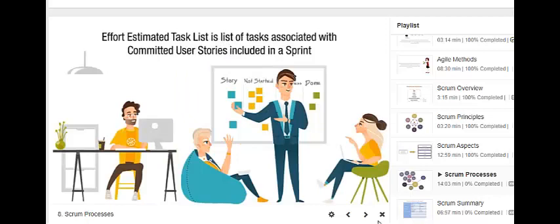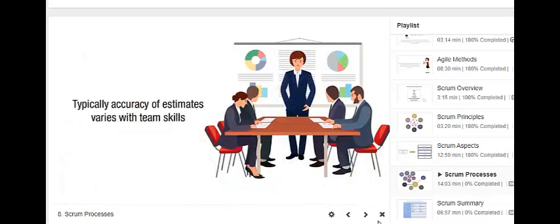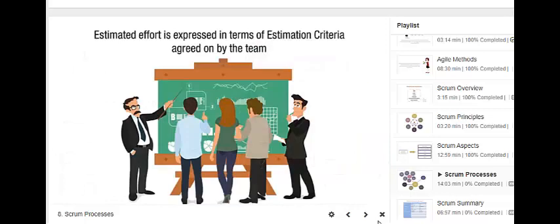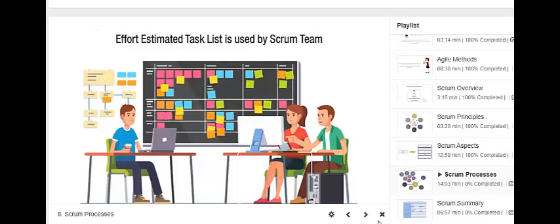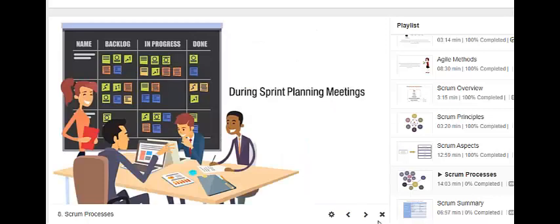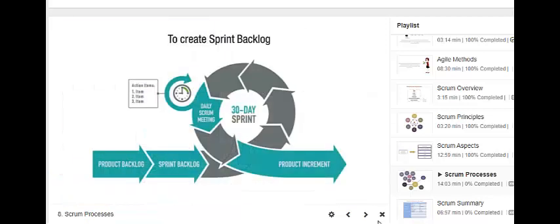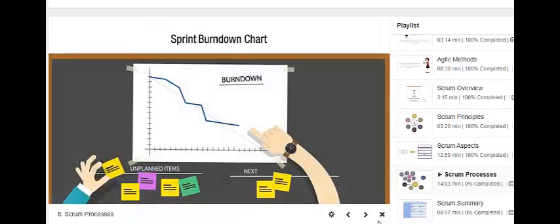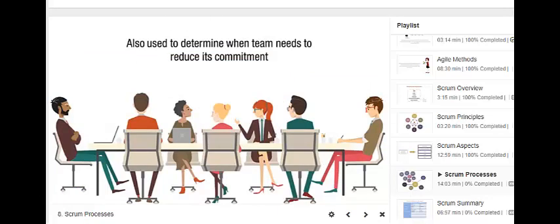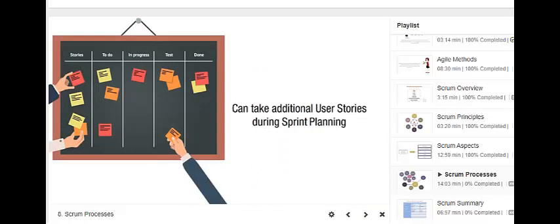The Effort Estimated Task List is a list of tasks associated with the committed user stories included in a sprint. Typically, the accuracy of estimates varies with team skills. Estimated effort is expressed in terms of estimation criteria agreed on by the team. The Effort Estimated Task List is used by the Scrum team during sprint planning meetings to create the sprint backlog and sprint burndown chart. It is also used to determine when the team needs to reduce its commitment or can take on additional user stories during sprint planning.